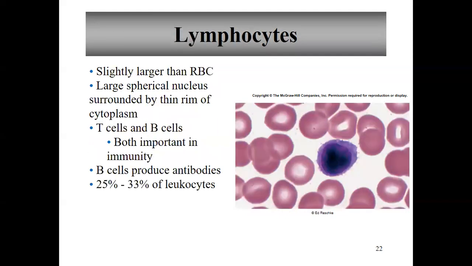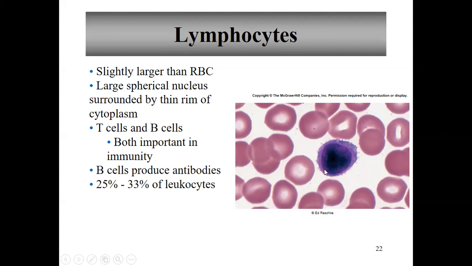Lymphocytes are the second and last of the agranulocytes. You'll notice no granules. This is slightly larger than a red blood cell, so this is the one that's approximately the same size as a red blood cell, a little bit bigger, but closer to the size of the red blood cell than any of the others. It has a large spherical nucleus surrounded by a thin rim of cytoplasm.